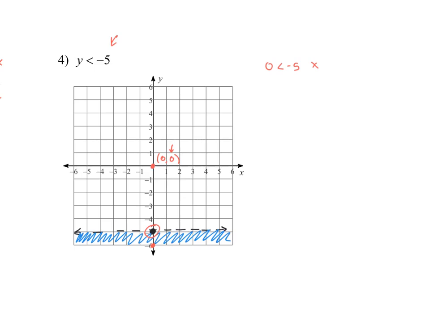Let's do my intercept first. Should my line be dotted or solid? -4 is less than -5. That is incorrect. So my line should be dotted, which it is. And last but not least, -6 is less than -5. That is a true statement, so my shading should be underneath the line, which it is.